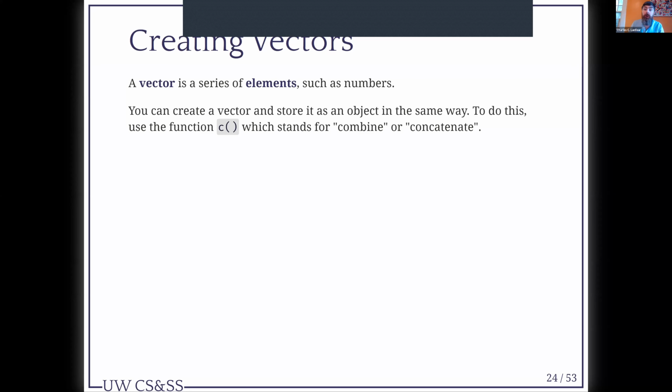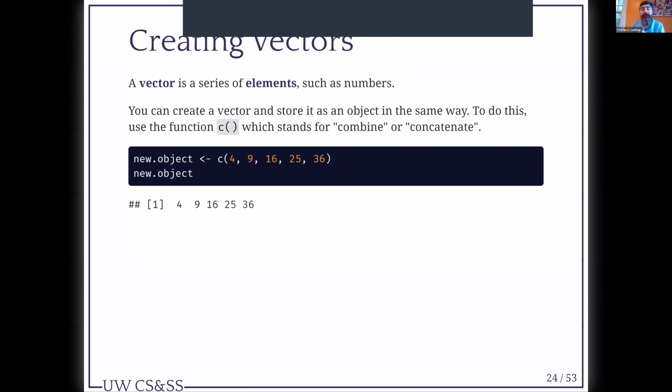You can create a vector and store it as an object in the same way we just created that prior object. The thing is, there's a function for creating vectors. The function c stands for combine or concatenate. I usually would say combine because there's a different concatenate function also. If I want to create a vector of the numbers 4, 9, 16, 25, and 36, I could create new.object, which is going to have assigned to it a vector of the numbers 4, 9, 16, 25, and 36. If I then display new.object, we see it contains the numbers 4, 9, 16, 25, 36. It did what we told it to do. This is how you create a vector.